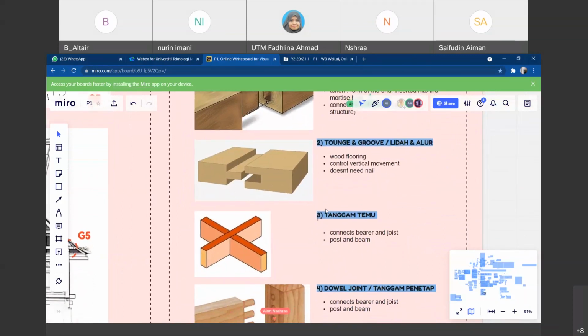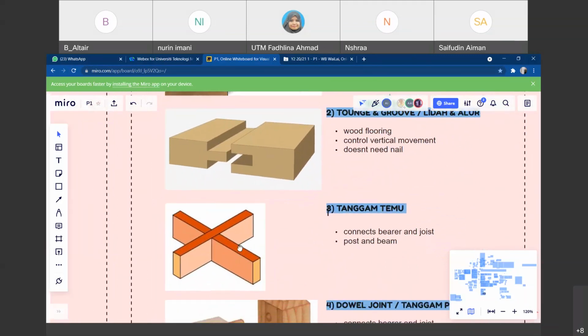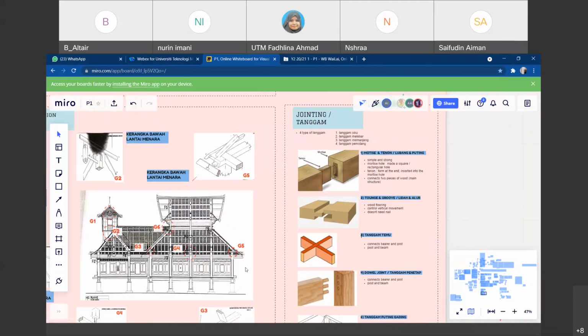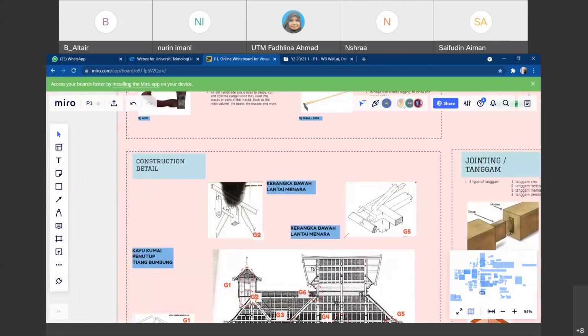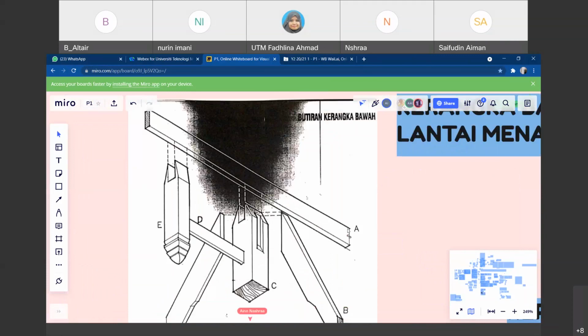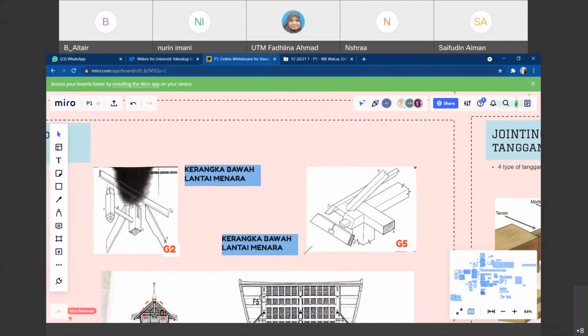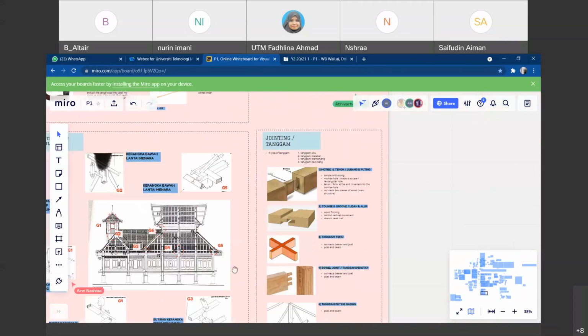And then the tanggam temu, this one is a very common and majority type of tanggam they use. Such as this one, tanggam temu, where they put the beam into the post. This one can be any shape. So that one is tanggam temu, an example for tanggam temu.